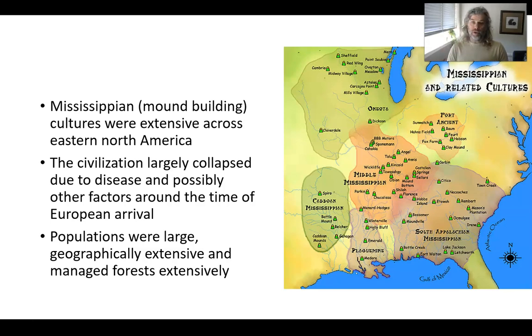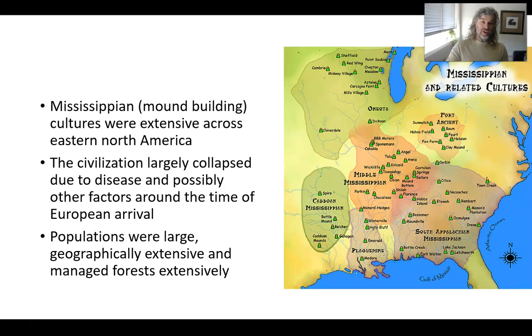Anyway, when the Europeans arrived, there were quite a lot of people. The civilization largely collapsed after the very initial European explorers. It's unclear why this occurred, although it likely occurred due to disease. That meant that many of the Europeans who arrived in North America found a largely depopulated landscape.